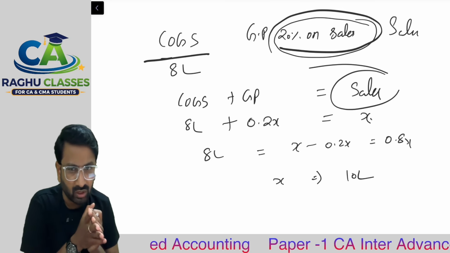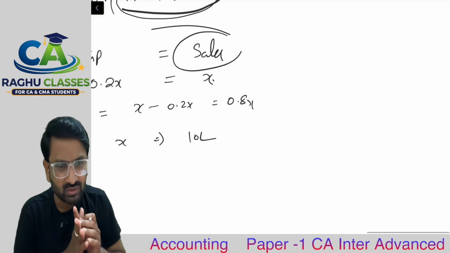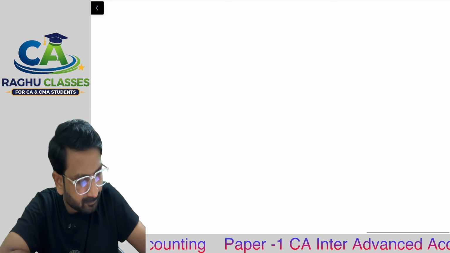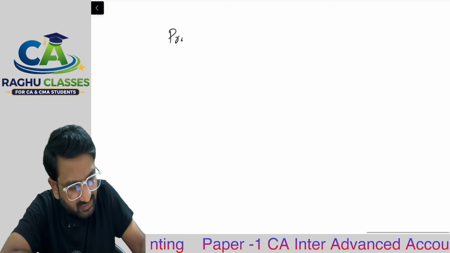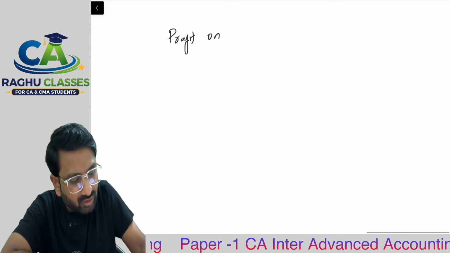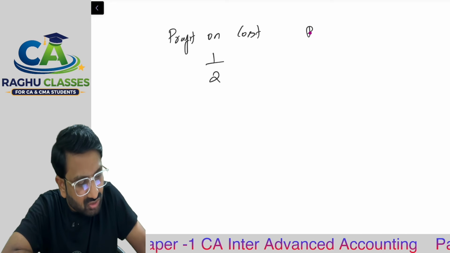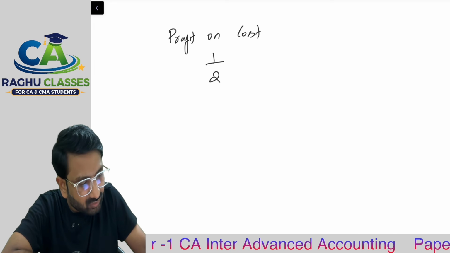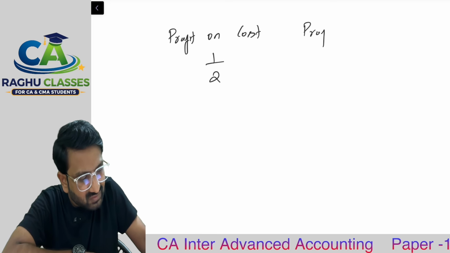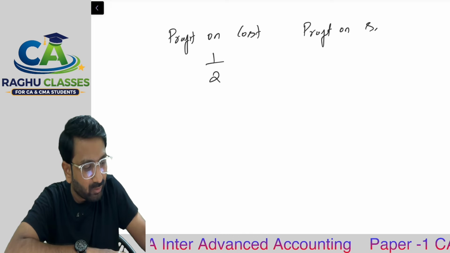This is one way of doing it. Or what I'll do simply, I'll apply a shortcut here. Now let's say profit on cost is 1 by 2. If profit on cost is 1 by 2, then profit on sales is going to be 1 by 3.